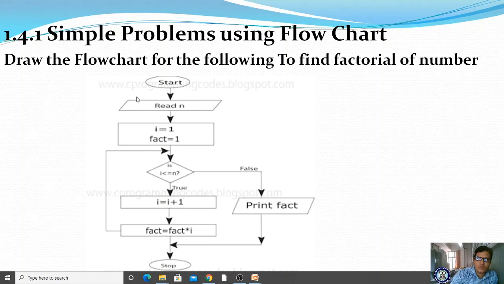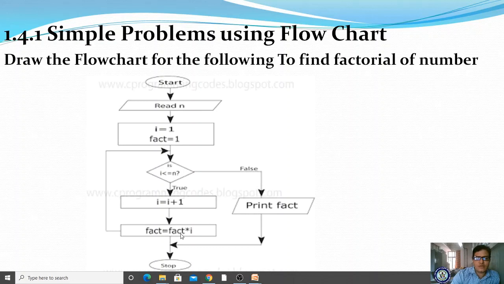Okay, now what you are doing? You are reading the value of n. Now I am reading the value of n as 5. This is a parallelogram, right? Now you are processing. What you are processing? You are processing I value as 1 and fact value as 1. And before that, you are checking one decision, right? So what is the condition you are checking? Is I less than or equal to n, 1 less than or equal to n. What is the n value? 5. 1 less than or equal to 5. Whether the condition is true? Yes, true. If it is true, I value should be incremented. Please observe here, I becomes 1 plus 1, 2, here it will come.